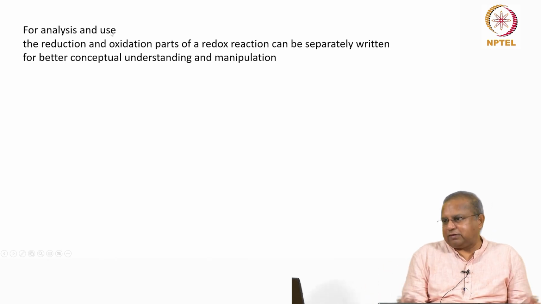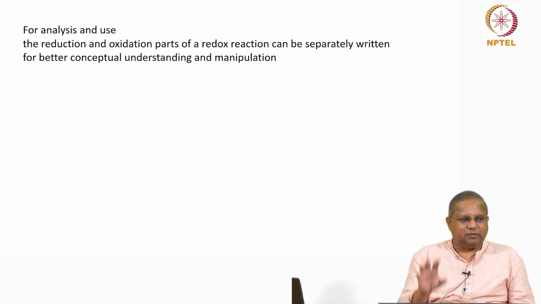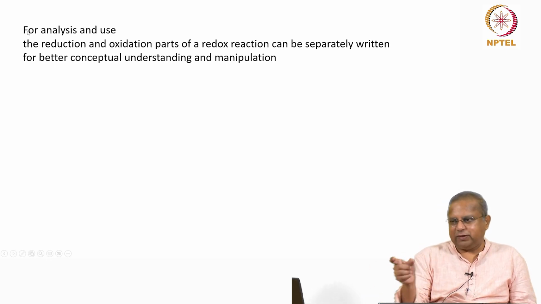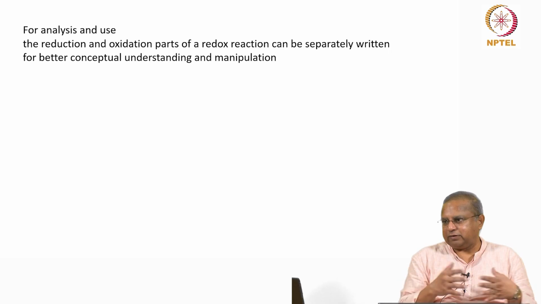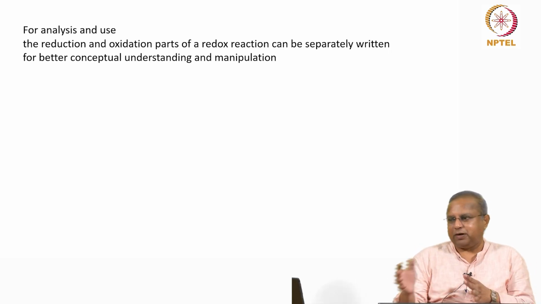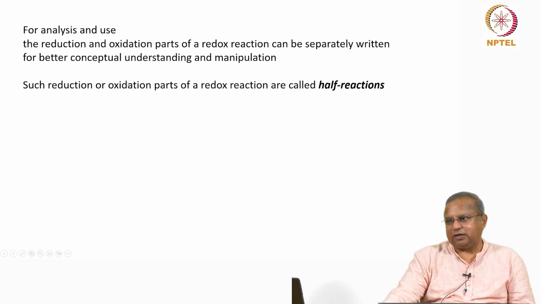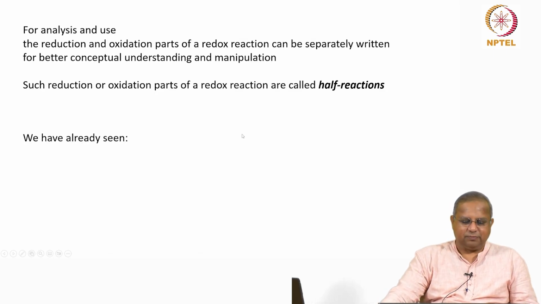The reaction occurs as a redox reaction. There could be reduction, there could be oxidation separately, and the electrons are taken care of appropriately there. But for a redox reaction, although we write them separately, they always occur together. We are separating the reduction part and the oxidation part. Such reduction or oxidation parts of a redox reaction are called half reactions. They are conceptual; they do not exist separately.